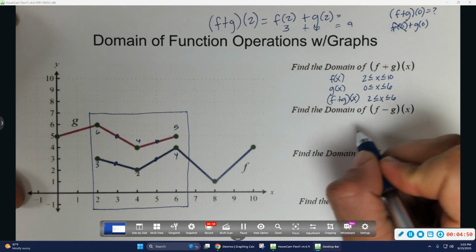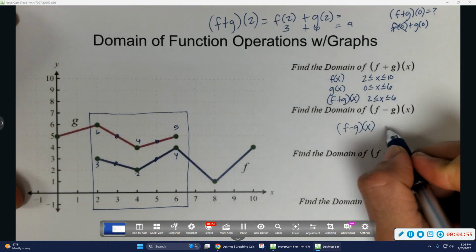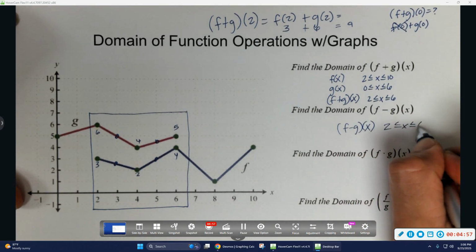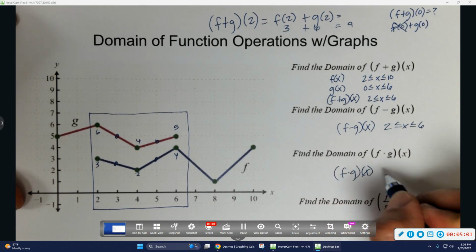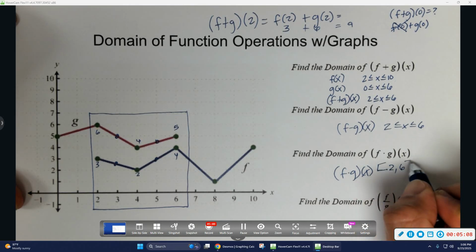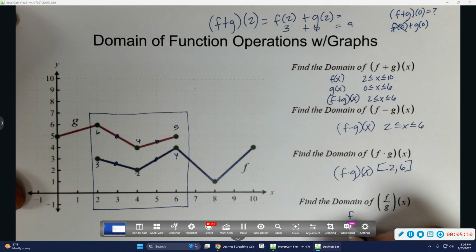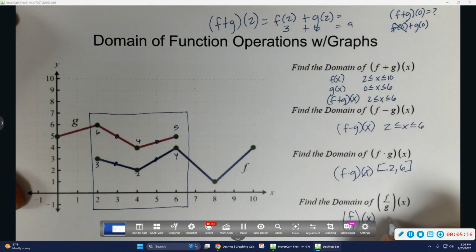And we can use this as f minus g of x. We can use an equality notation from 2 to 6. Or we can even switch over to the interval notation, where we use the brackets, right? From 2 to 6. Same thing for division. You can use any of the notations that you prefer, as long as you're explaining that the function can only exist between these two x values.